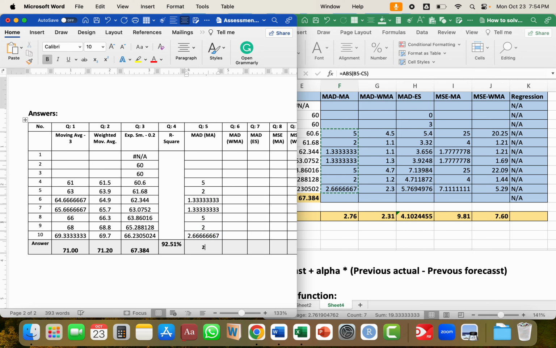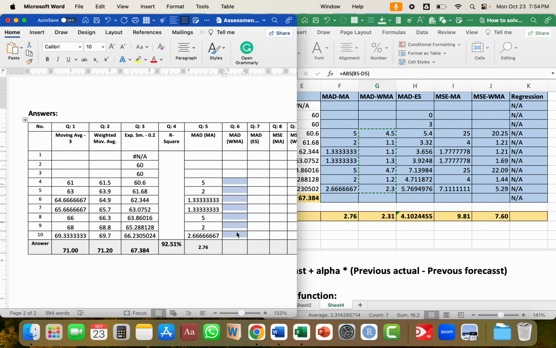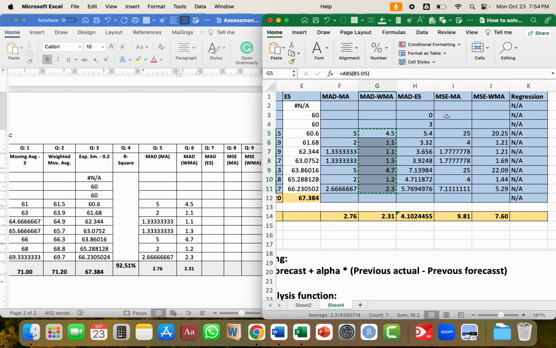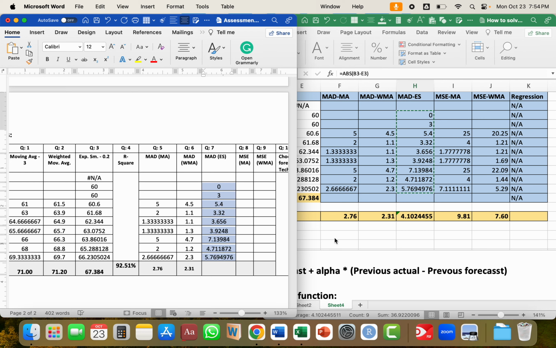And this is 2.76, 2.76. And then for MAD for weighted moving average, I copy this separately, and our answer is 2.31, so I will write here 2.31. And for this one, and that is MAD using exponential smoothing, I will copy it separately, and it is 4.10, so I will write here 4.10.